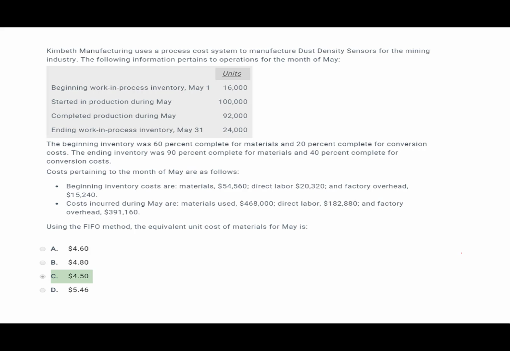Which method do you like better? Weighted average or FIFO? FIFO? Okay, good. Your true accountant is now coming out in you, because the preferred method is FIFO. Most goods process through a system in a first in, first out manner, don't they? So that being the case, the preferred method is FIFO. Weighted average, though, is acceptable, assuming it's not distorting significantly the financial information. But FIFO would be the preferred method.